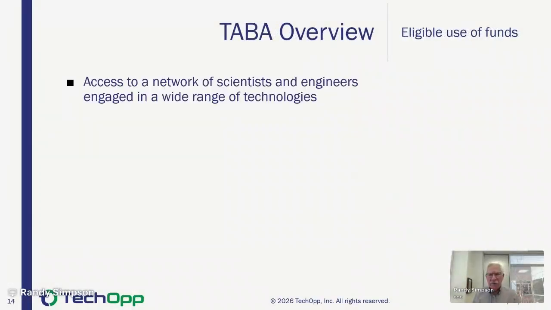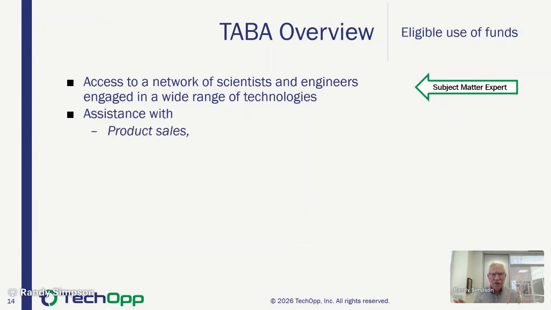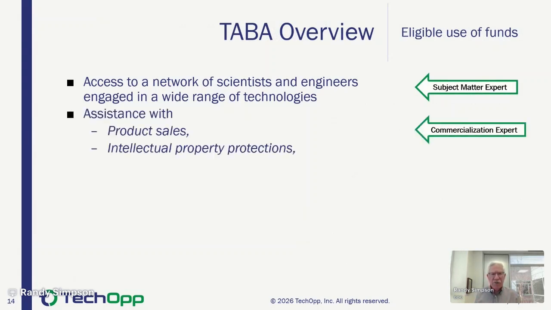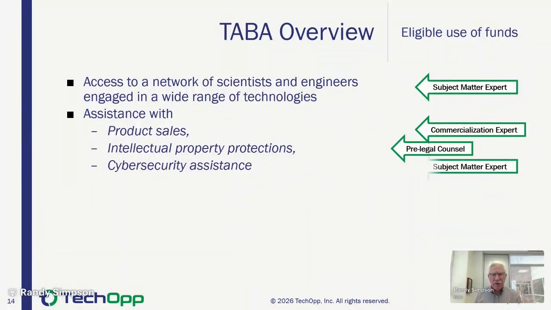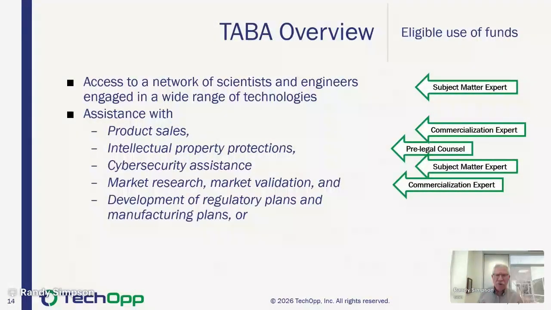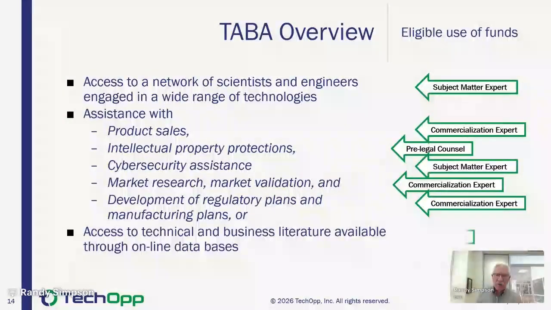Now, from the TABA overview that we talked about before, once again, for each of these things, there are specific types of expertise that you're going to need to go through this. IP protection, probably in phase one, you're going to need pre-legal counsel, right? Cybersecurity assistance, you're going to need somebody in CMMC. Market research, once again, commercialization, development of regulatory plans. A commercialization person can often do that as well. And then it's literature, you may need a research analyst.